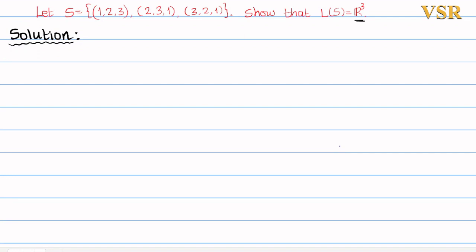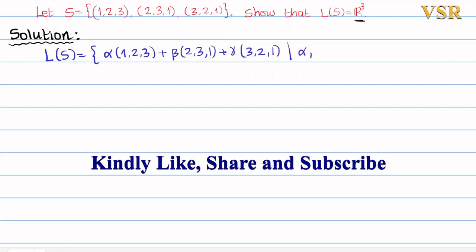Let me recall what L of S is. Since S contains three elements, L of S is equal to alpha times (1, 2, 3) plus beta times (2, 3, 1) plus gamma times (3, 2, 1), where alpha, beta, gamma are elements in R.